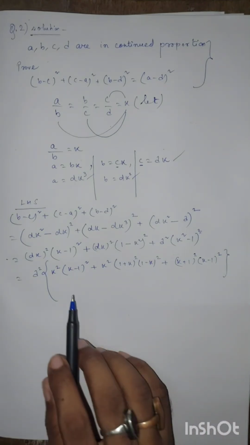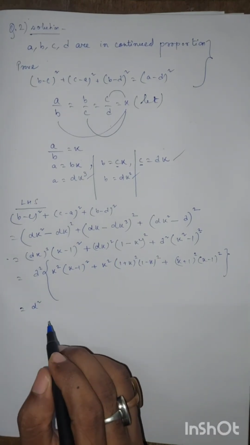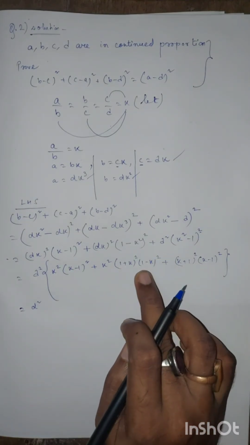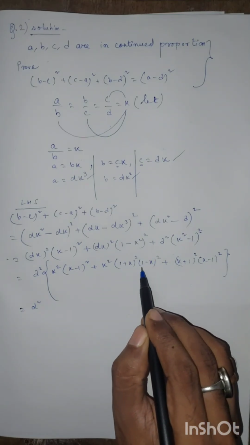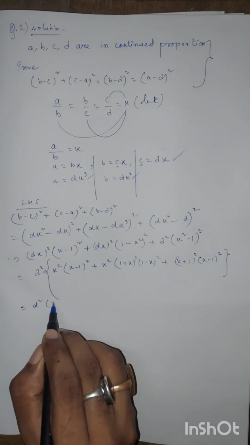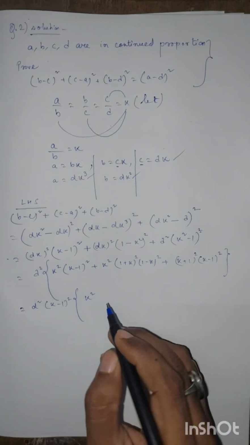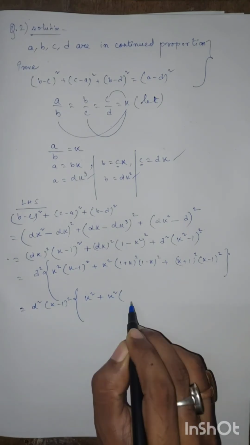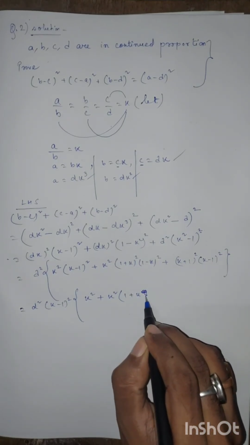Now from these three terms we can take k minus 1 whole square common, since 1 minus k square and k minus 1 square are both the same. So it becomes k square plus k square into 1 plus k whole square.